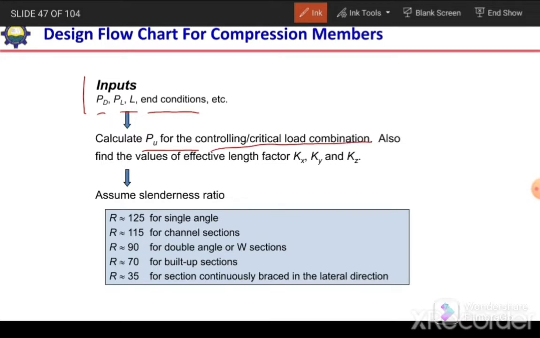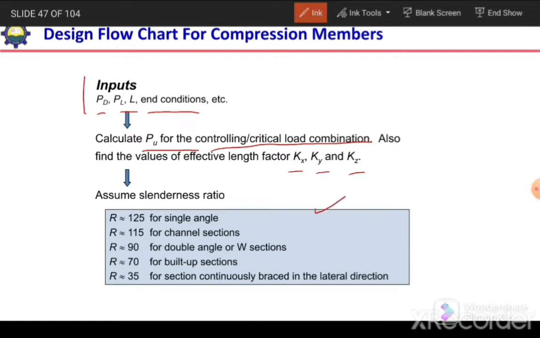So calculate the Pu by using a load combination like 1.2 dead load plus 1.6 live load. And also find the effective length factors Kx, Ky, and Kz depending upon the end conditions. After that, we need to assume the slenderness ratio to actually select the section.